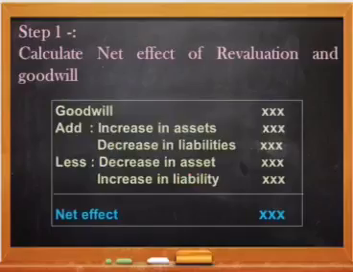For recording such a compound journal entry, when we do step 1, when we calculate the net effect, in that, other than the revised value of asset and liability, we also add goodwill to it. Let's solve a question for more clarity of this concept.